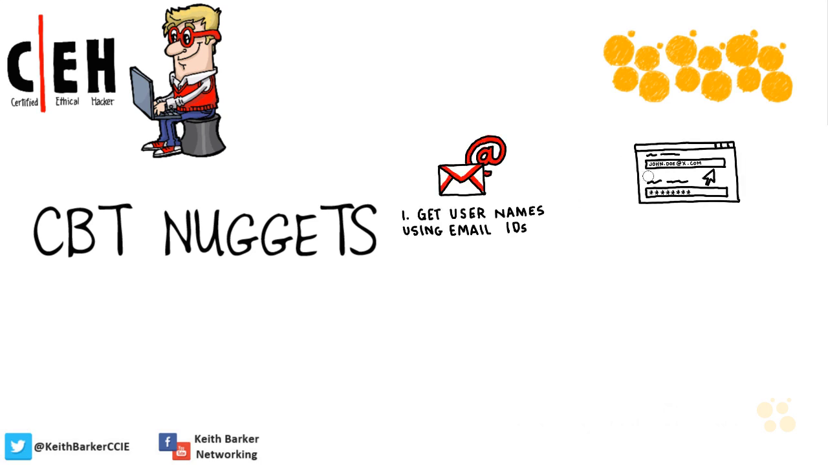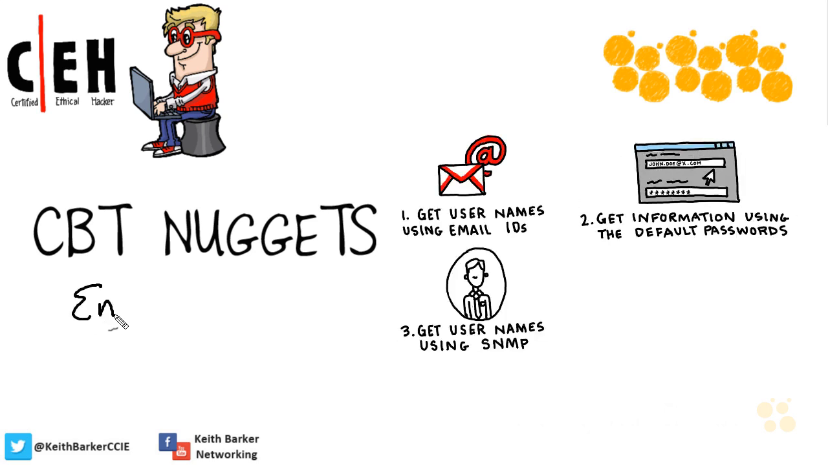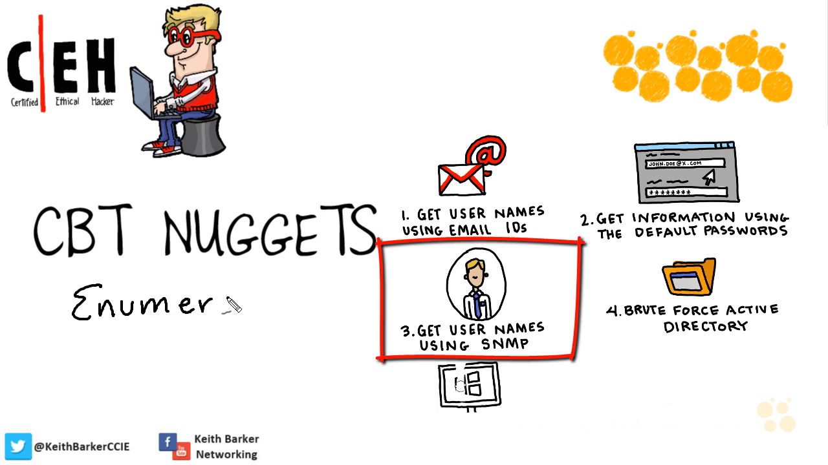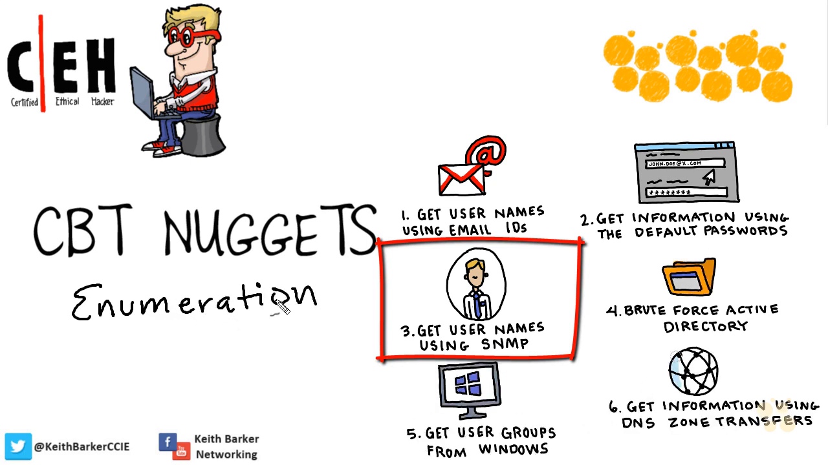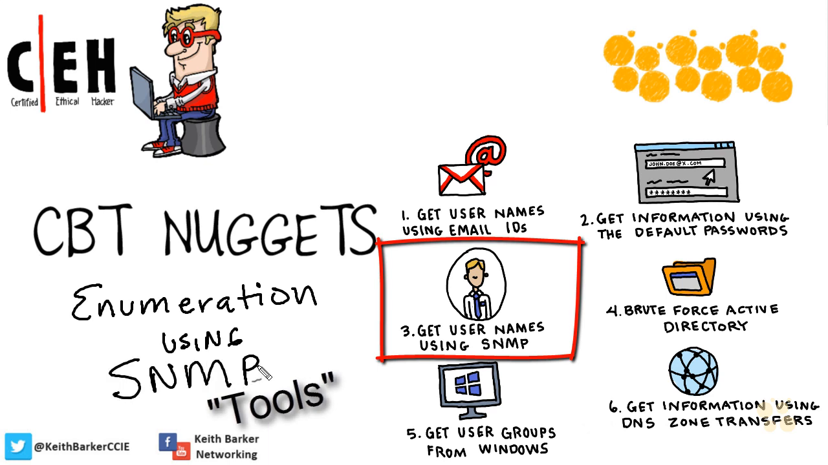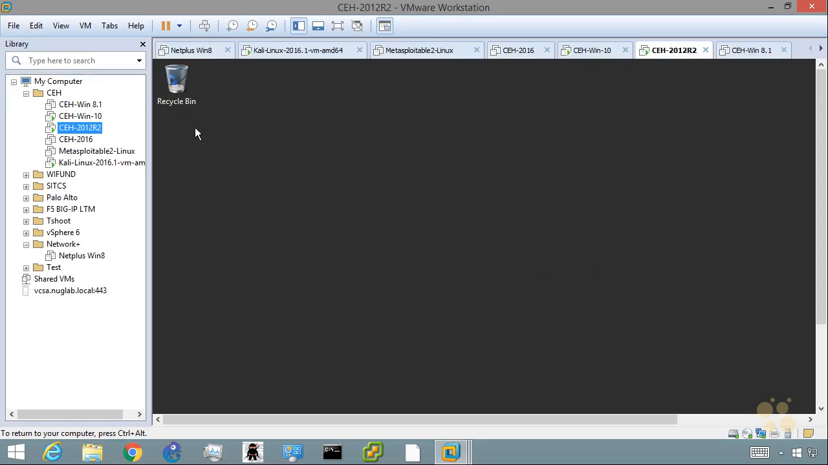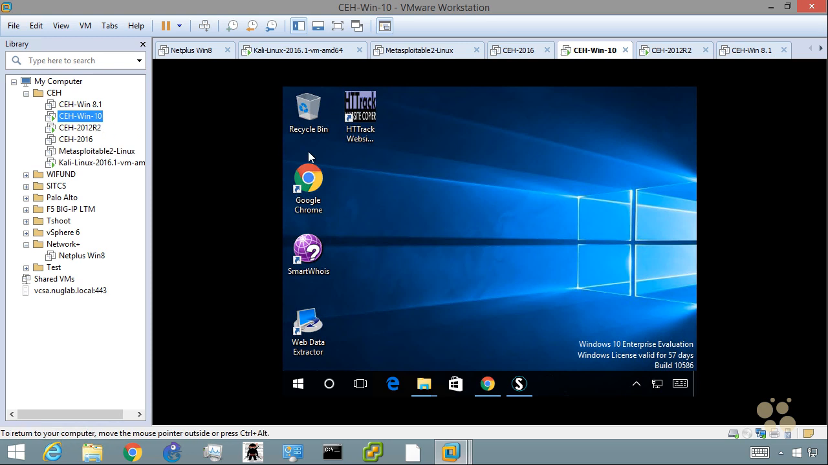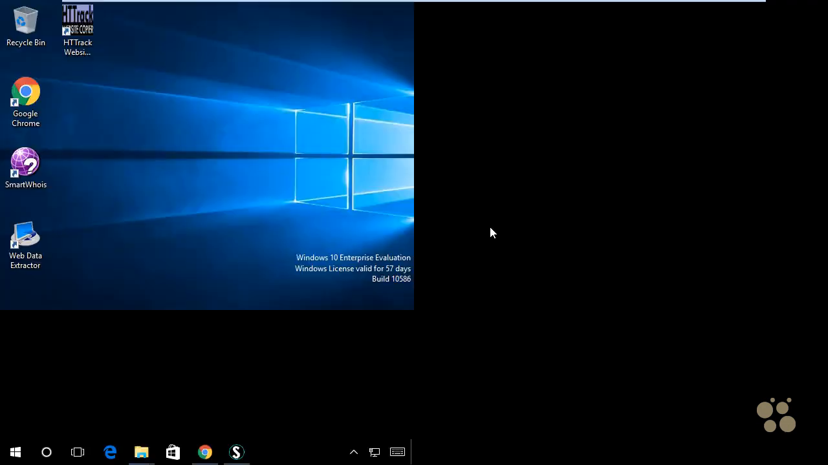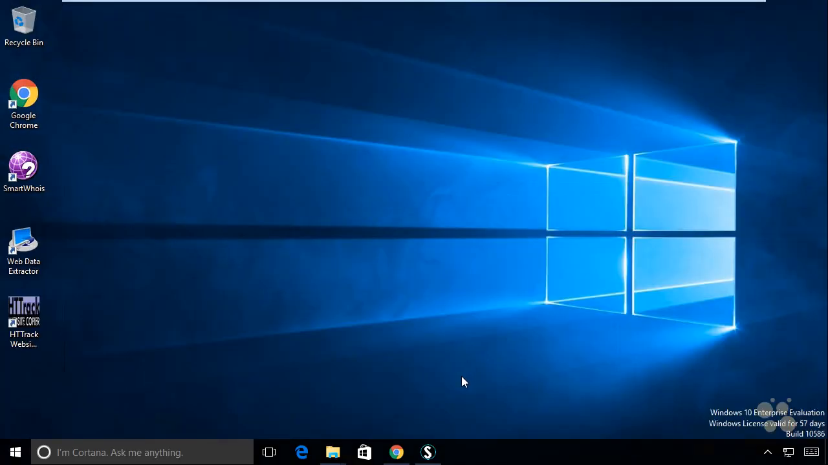SNMP, Simple Network Management Protocol, if poorly configured or left to its defaults, is a very easy way for you and I, or an attacker, to collect tons of information that can be valuable as part of our enumeration process. So we're going to move over to our Windows 10 machine in our lab environment and bring it full screen. And let's talk about some SNMP tools that we might use.